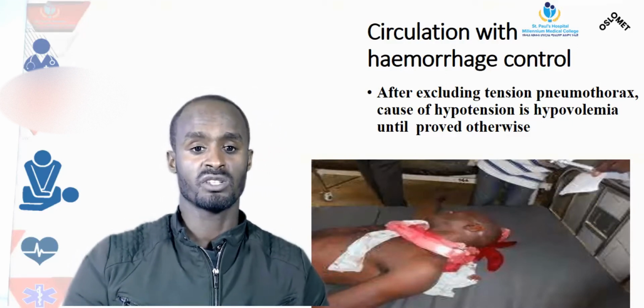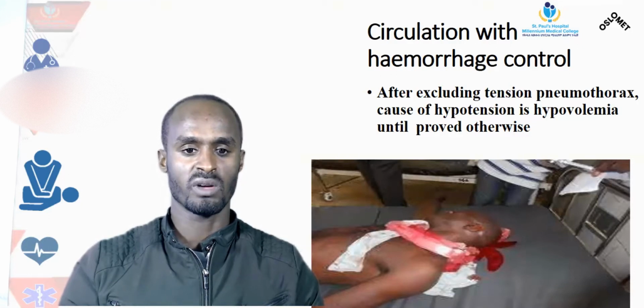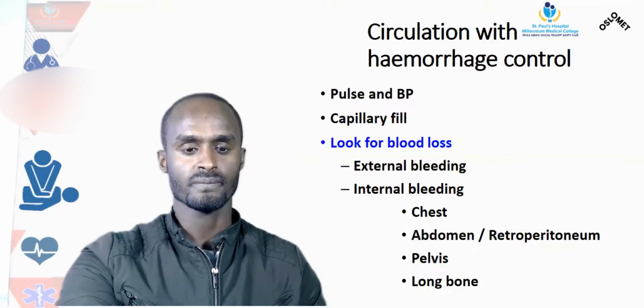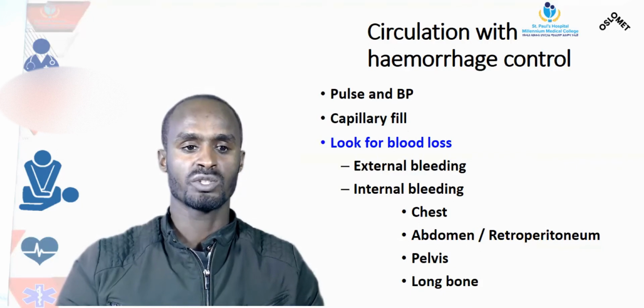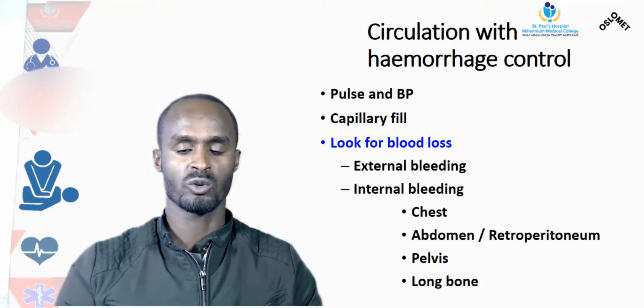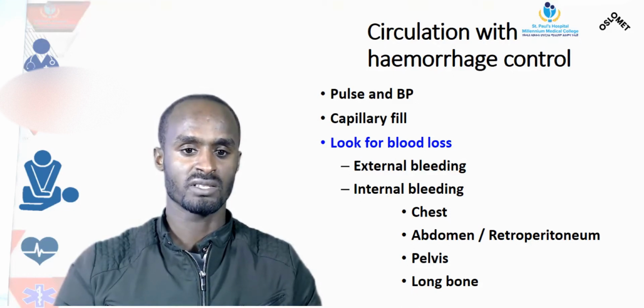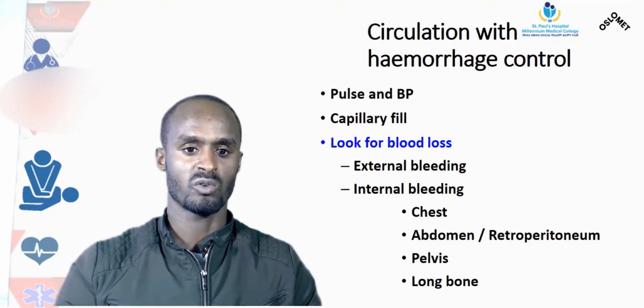So after excluding tension pneumothorax, because tension pneumothorax can cause hypotension, we have to consider hypovolemia due to massive bleeding, internally or externally. The internal bleeding that mainly occurs and can cause hypovolemia is internal bleeding in the chest, in the retroperitoneum or abdomen, or bleeding in the pelvis and long bones, which can cause severe shock or hypovolemia.